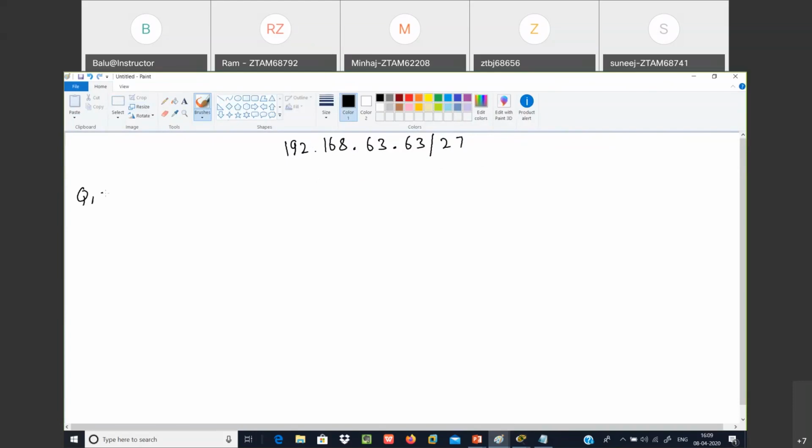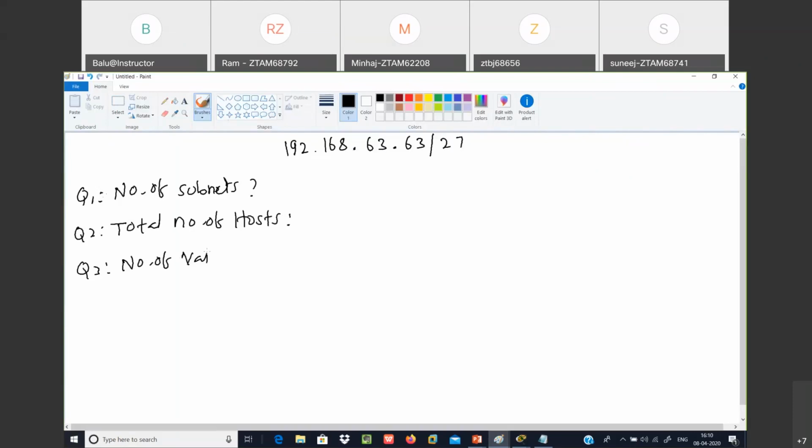Question number 1: number of subnets. Question number 2: total number of hosts. Question number 3: number of valid hosts.